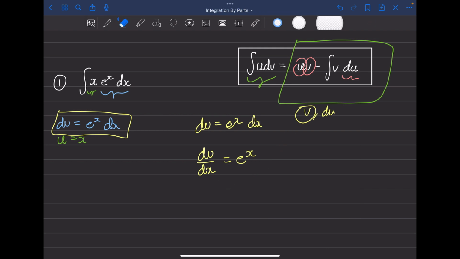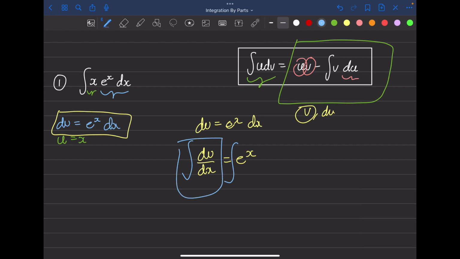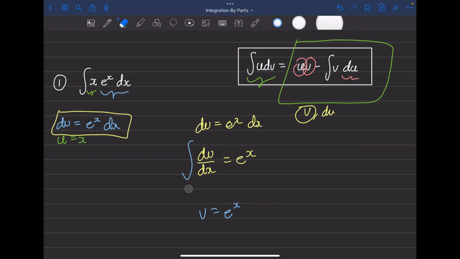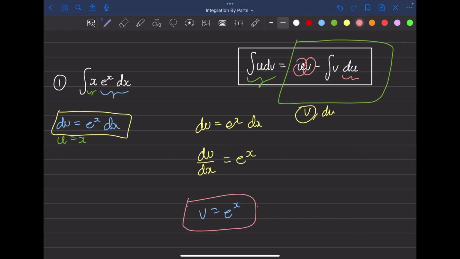How do you find v? You take the integral of both sides, and then you know that the integral of this is just going to be v. And then the integral of e^x is going to be e^x once again, because e^x is one of those functions that do not change if you take the derivative or the integral of it. If you're wondering where the plus c is, I'm going to talk about that at the end of the example, but we're going to ignore it for now because it doesn't mean anything for now. So now I know what v is, which is one of the things that I needed.